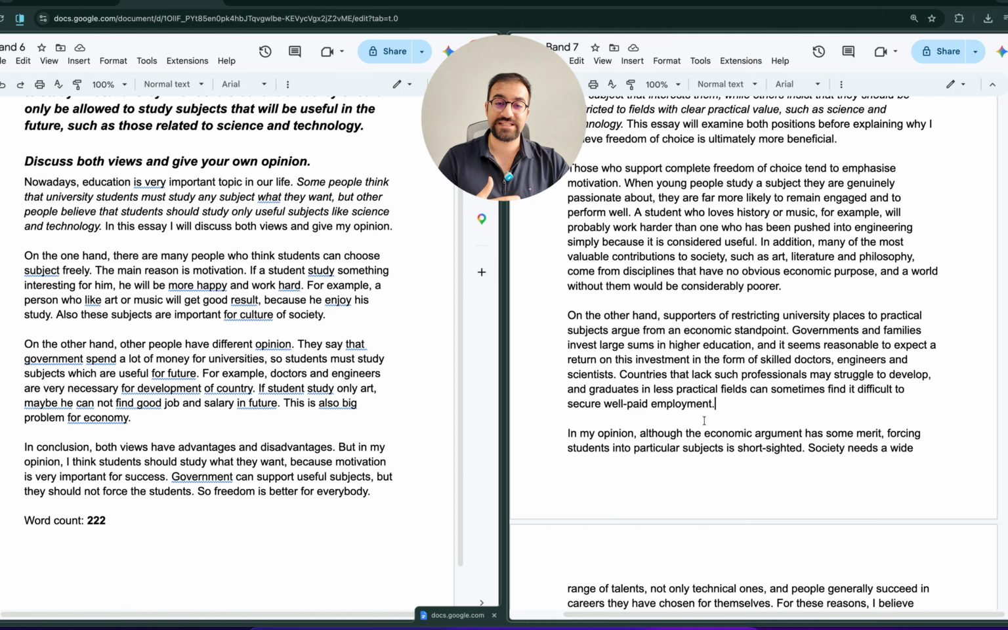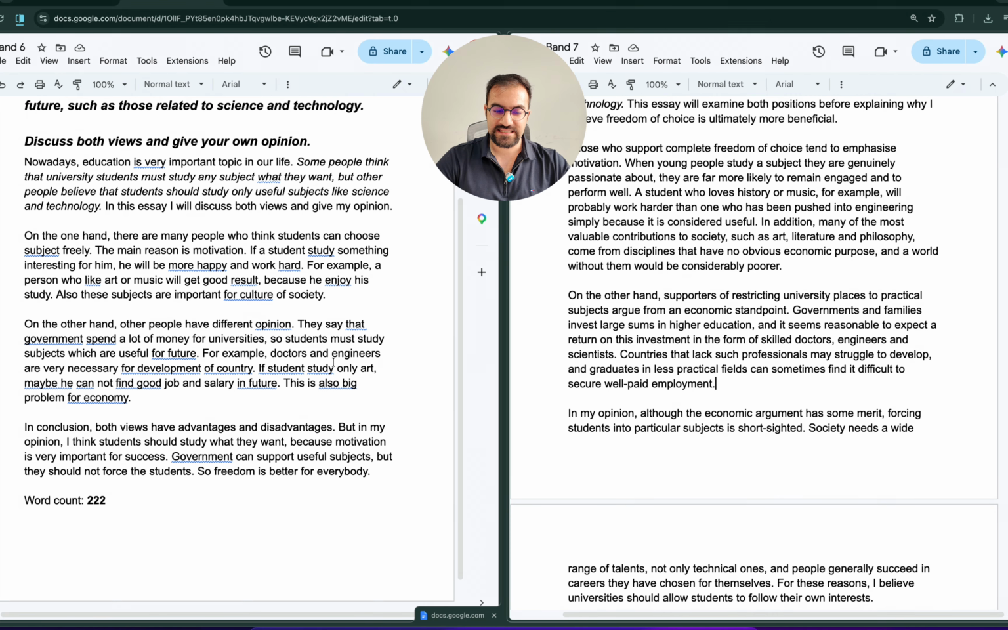Well, as you can see, this paragraph puts the idea in a much clearer way so that the examiner understands what is the expectation. The expectation is this: there is investment made into education, and families and government do have some sort of expectations of their investment. And also, countries that lack such professionals may struggle to develop, and graduates in less practical fields can sometimes find it difficult to secure well-paid employment. Also, it mentions that if you don't study something that is needed or highly appreciated, then you may not find a good job.